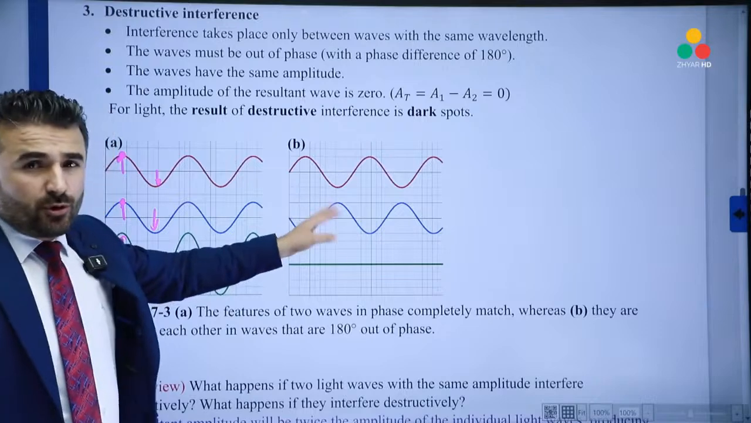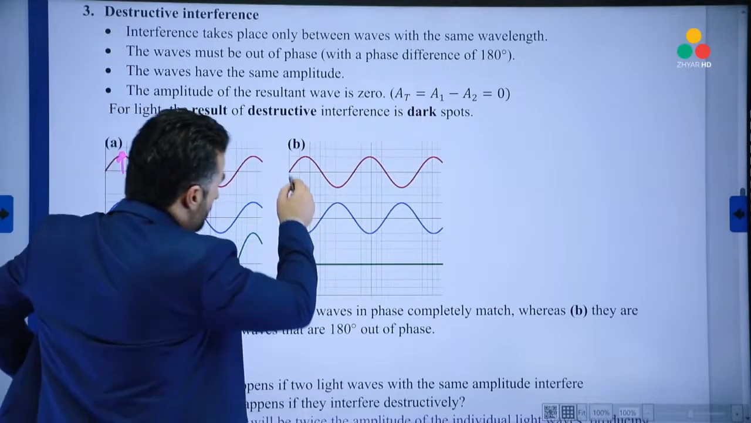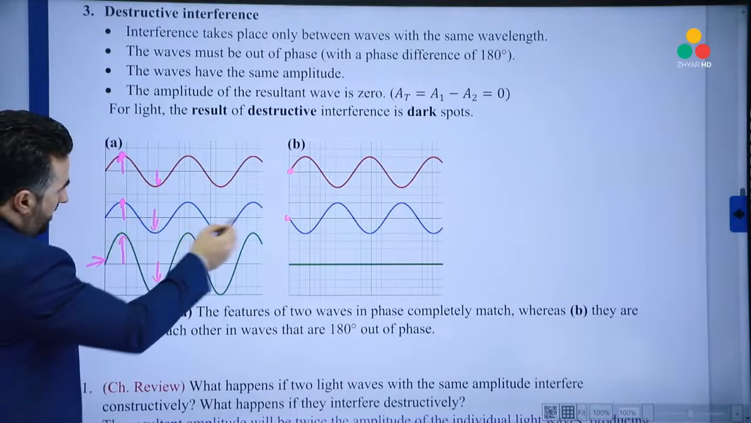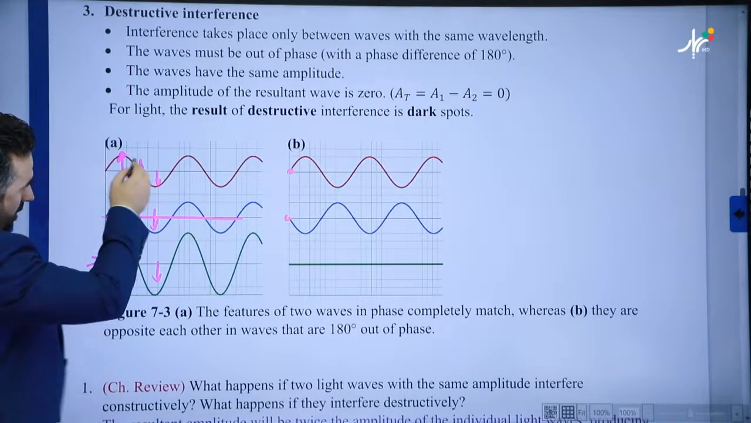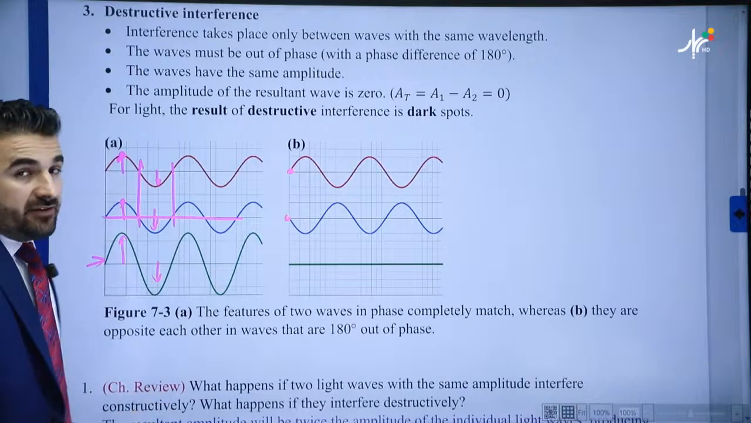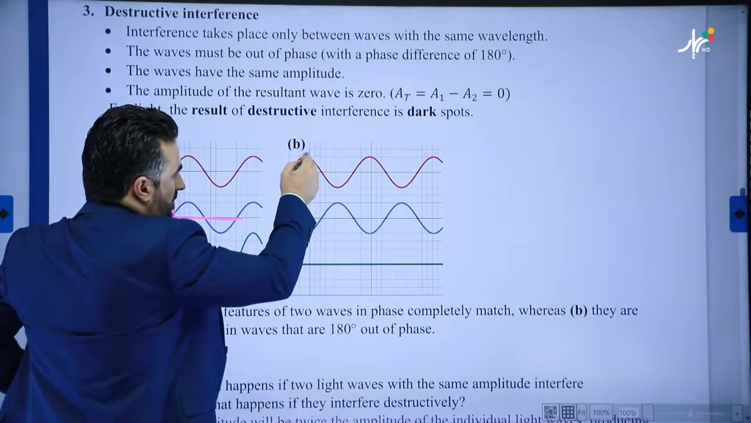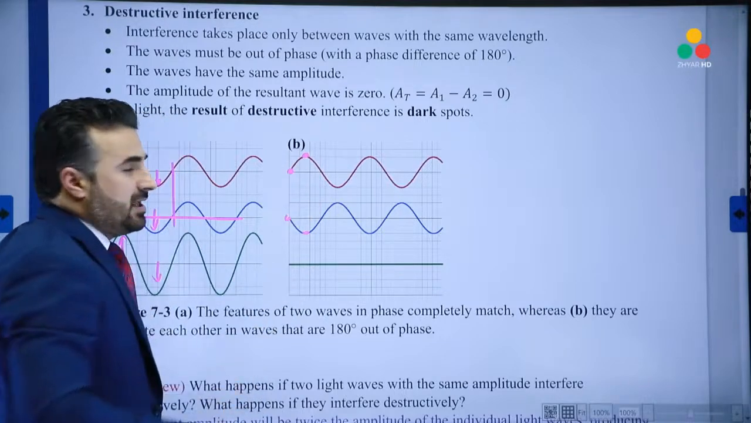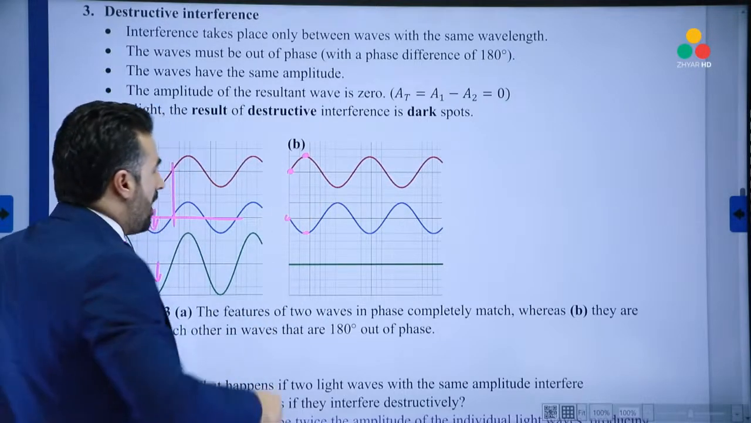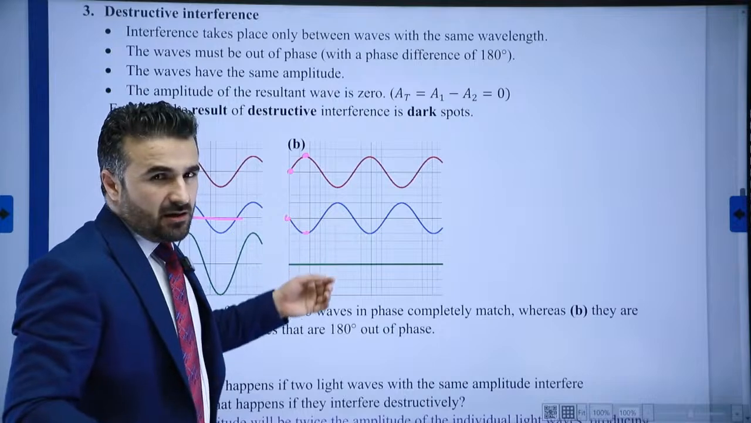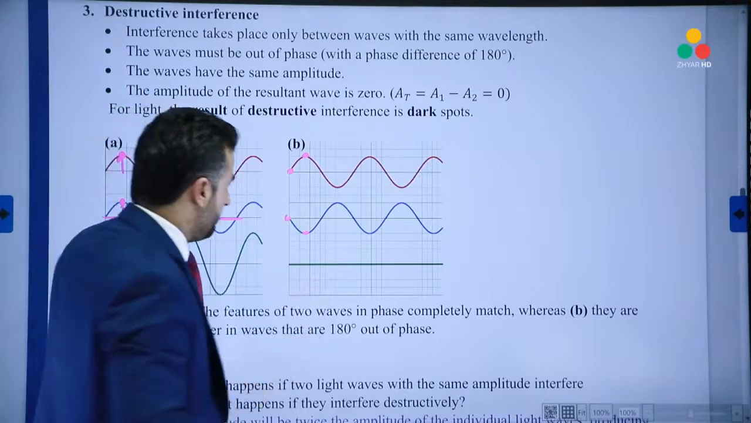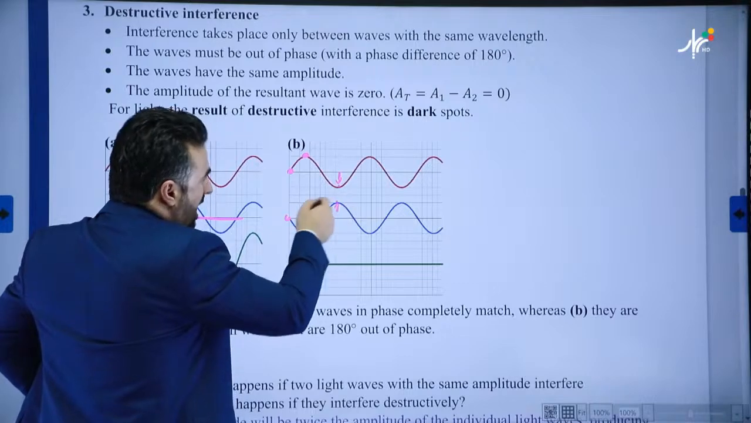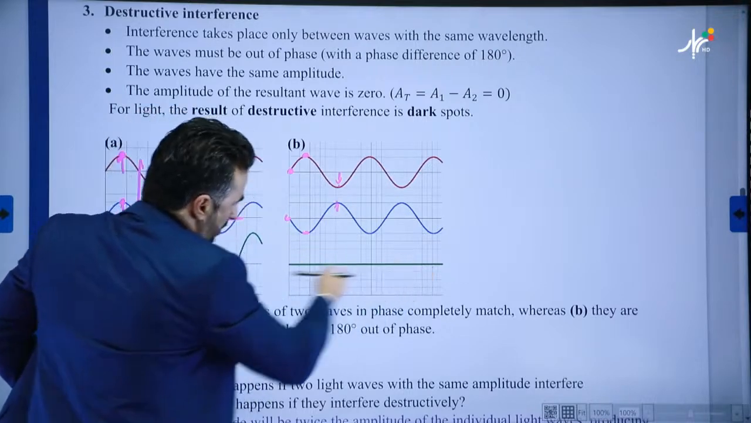What about figure B here? You can see that these two waves are out of phase. You can see that these are in phase, up and down. But for this one here, the crest and the trough overlap one another, or coincide, whatever you call it. So for this one as well, we have a trough and a peak. As you add these two together, this is the resultant that you get.